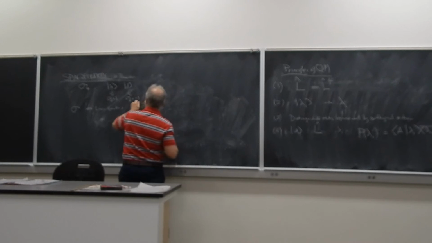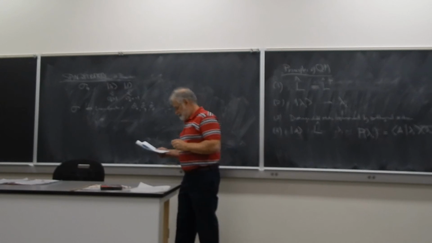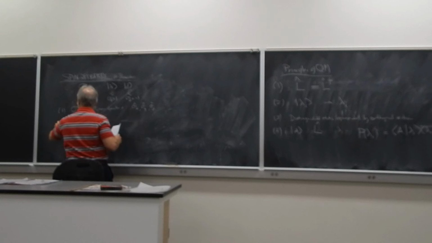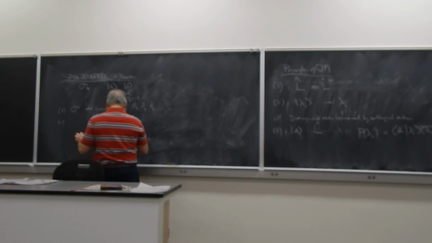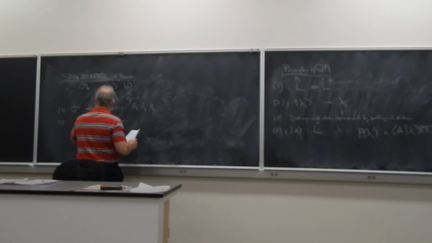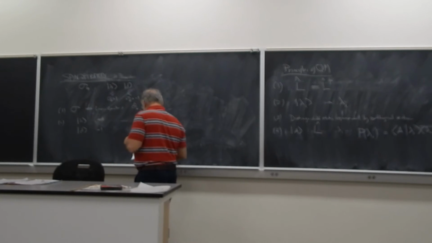Now we can put hats on them if we want. We haven't been using hats for the spin operators, but we could. Secondly, the eigenvectors of sigma z are, as we said, u and d, eigenvalue +1 and -1 respectively.